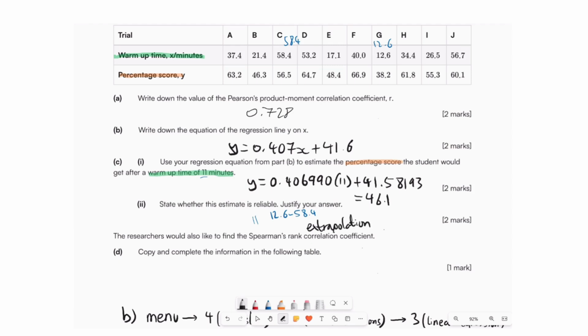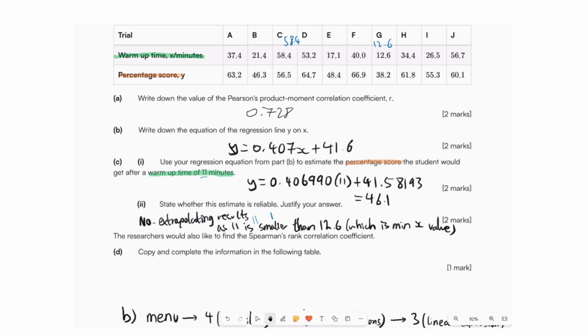So all you have to say is no, not reliable, because you are extrapolating results, as 11 is smaller than 12.6, which is the minimum x value. And that's it. I hope that made sense.